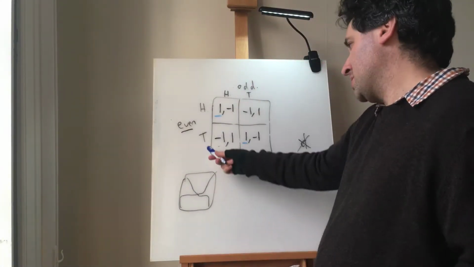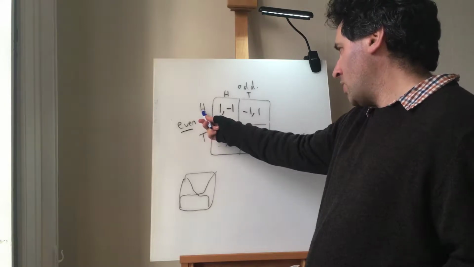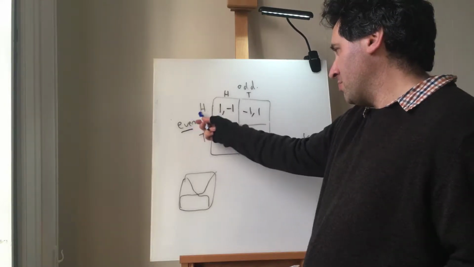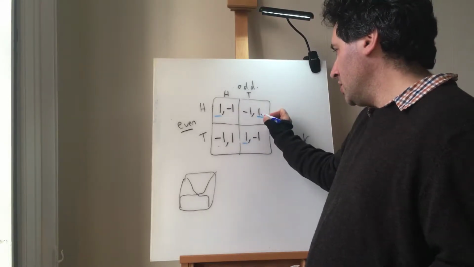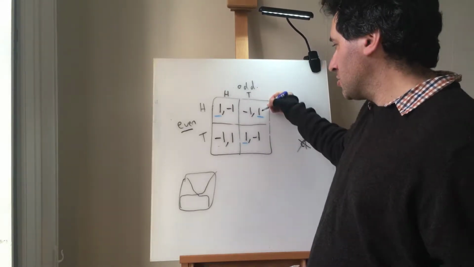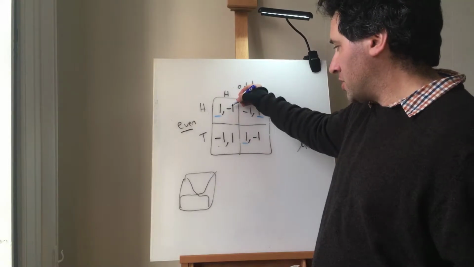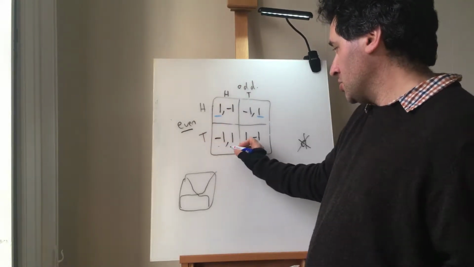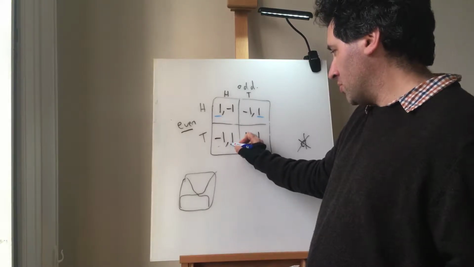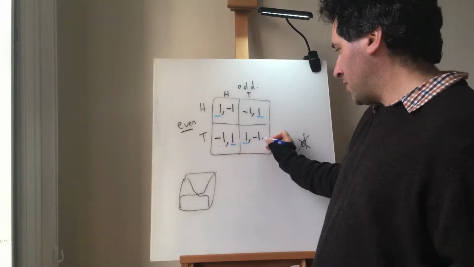Odd player, I think you can get this pretty quickly, wants the coins not to match. So if the even player plays heads, he'll prefer to play tails instead of heads. 1, second payoff is the column player's payoff. 1 is preferred to -1. If the even player, the row player, plays tails, the odd player, the column player, will choose to play heads because 1 is better than -1.